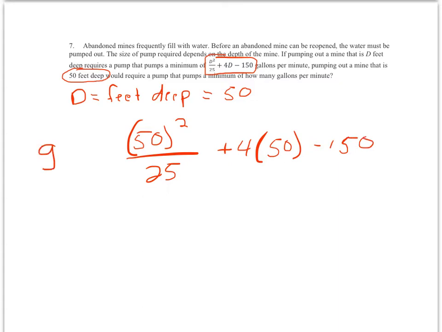This is going to tell you the gallons per minute. Put that in your calculator. That ends up being 150 gallons per minute.